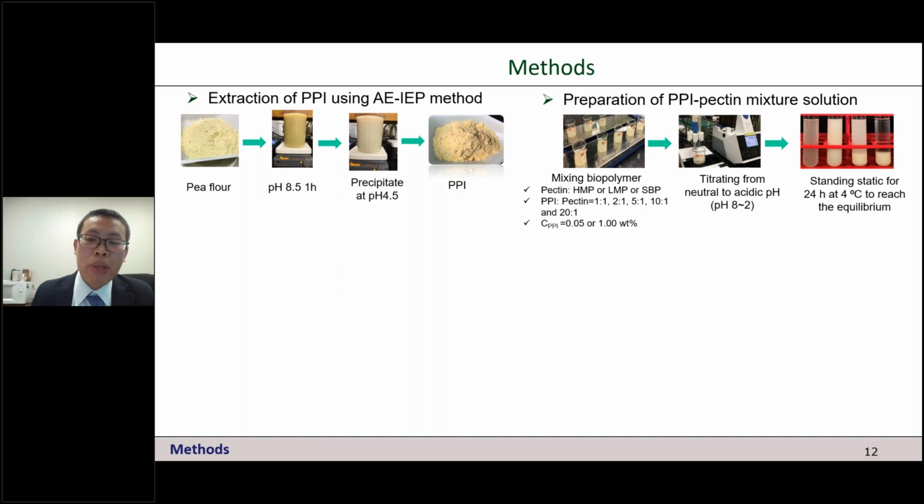The concentration of PPI was fixed at 0.05 or 1 weight percent to study impacts of biopolymer concentration. Subsequently, the pH value of each mixture was reduced from 8 to 2 by adding acid to study impacts of pH. Finally, the mixture was left to stand static for 24 hours to reach equilibrium.